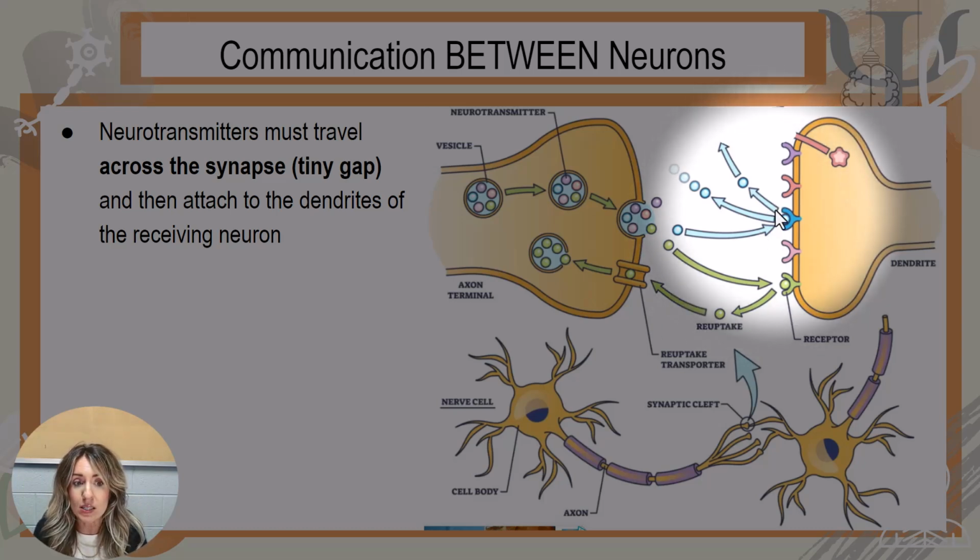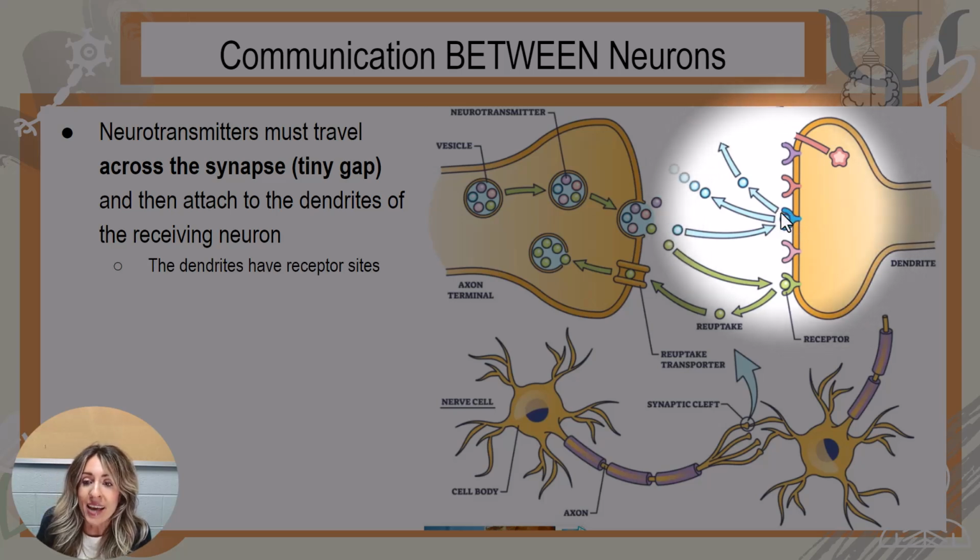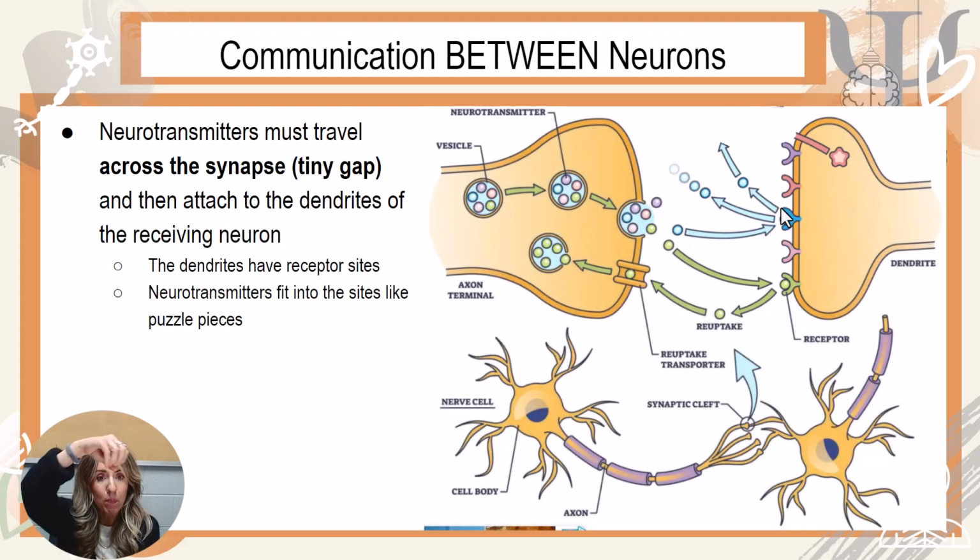And once they get across the synapse, they then attach to the receptor sites of the next neuron, the receiving neuron, right? And they fit kind of like a puzzle piece. So every neurotransmitter has a unique shape, and dendrites have unique shapes. And so certain dendrites only have certain neurotransmitters, and they kind of fit like a lock and a key or a puzzle piece, okay? So you see here, again, just as a reminder, the neurotransmitters are in the axon terminal. They move to the edge, they release, they float across the synapse, and they kind of lock into the receptor sites of the next dendrite.